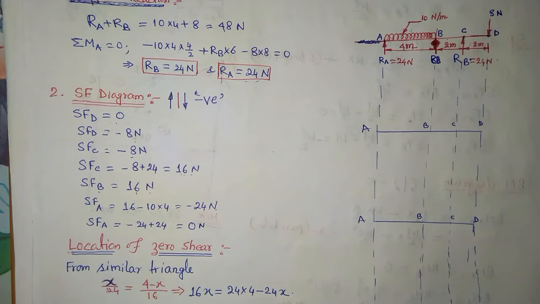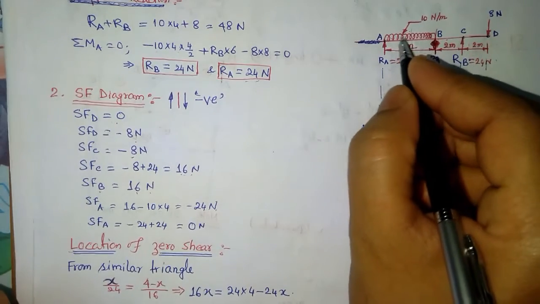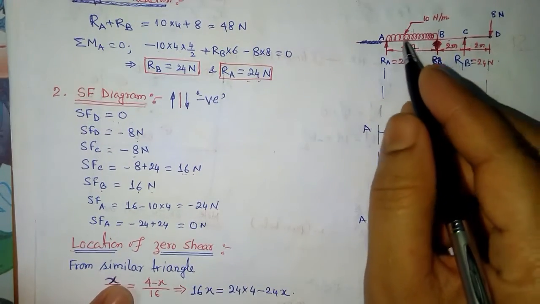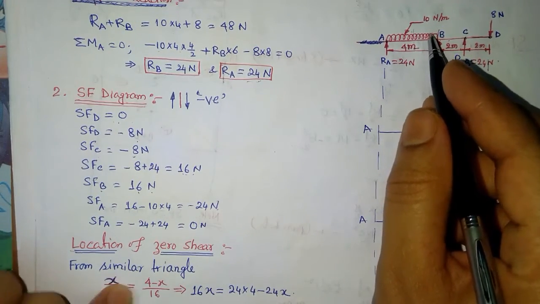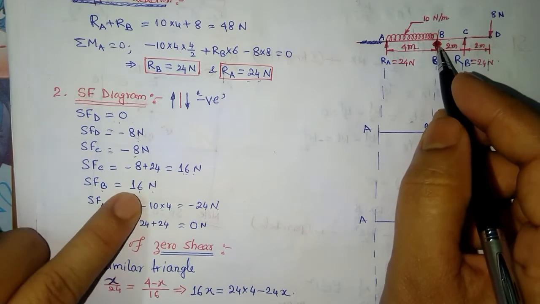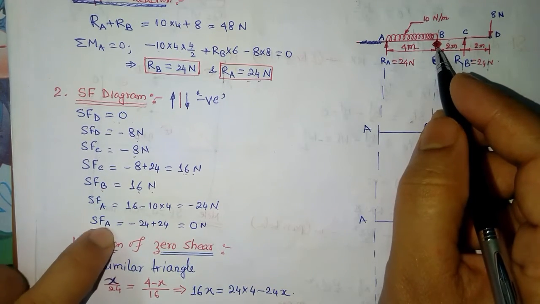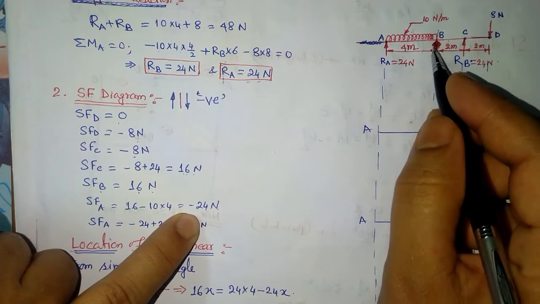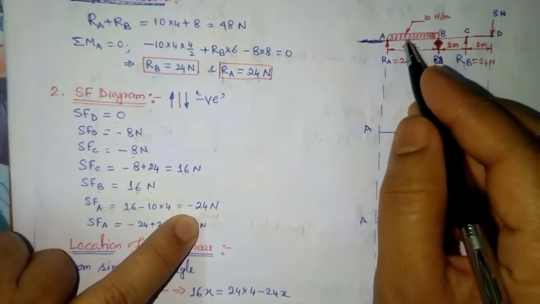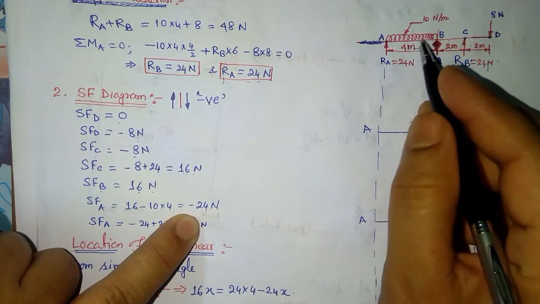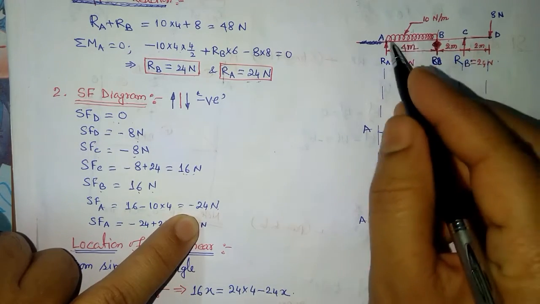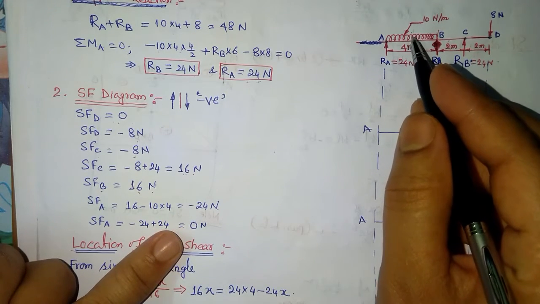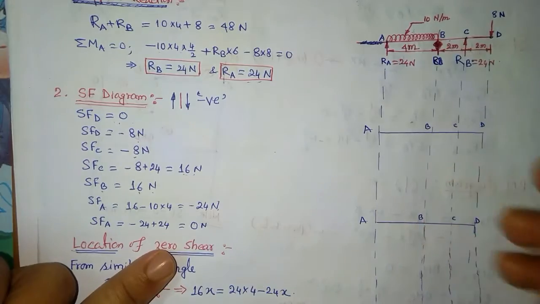Okay, so now here if you see, since there is a uniformly distributed load, at point B there is 16 Newton, and at point A that is our minus 24 Newton. So from plus 16 to minus 24 it is changing. So definitely in between A and B there is some point at which our shear force will be 0.